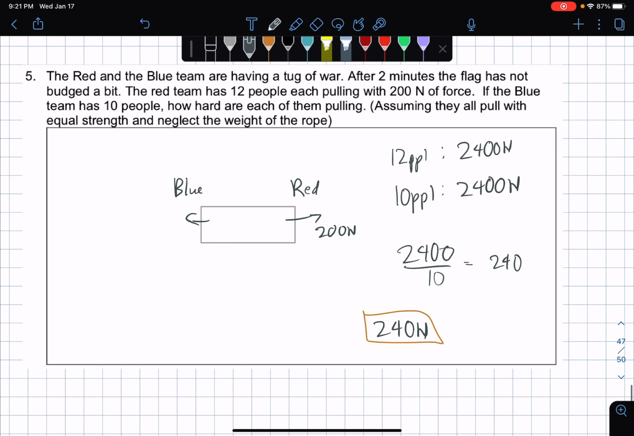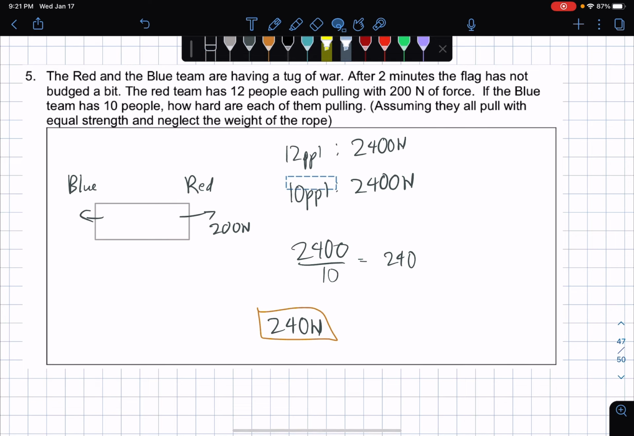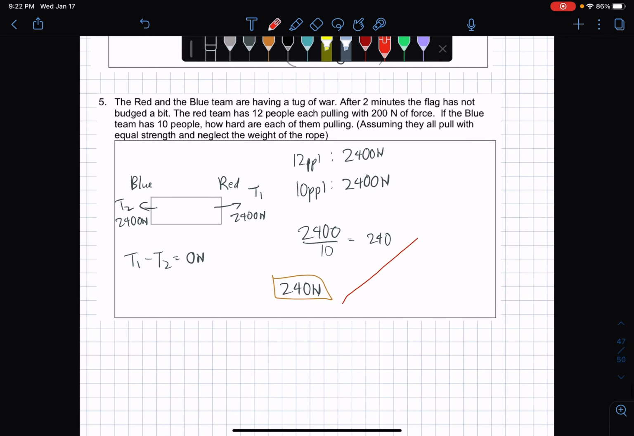My solution is somewhat similar, although written in a different way. Based on the free body diagram, we have T1 minus T2 is equal to 0 newtons. T1 is 2,400 newtons, and T2 is also 2,400 newtons. So you find the difference between the two values, and you find 0. So yeah, 214 newtons. We got the answer anyways.